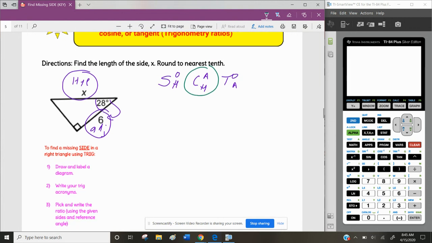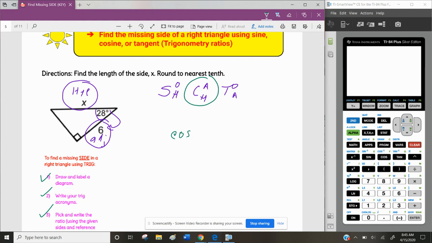So I'm going to write my equation. Okay, I'm doing these steps here. So cosine of the angle equals the adjacent side, which is 6, over my hypotenuse, which is x. So now notice that my unknown, what I'm looking for, is in the denominator here. All right, so I can still cross multiply and solve. But when I do that, what is going to happen is every time I do that, the cosine of 28 is going to switch places with the x. So here I'm going to do the cross multiplying.